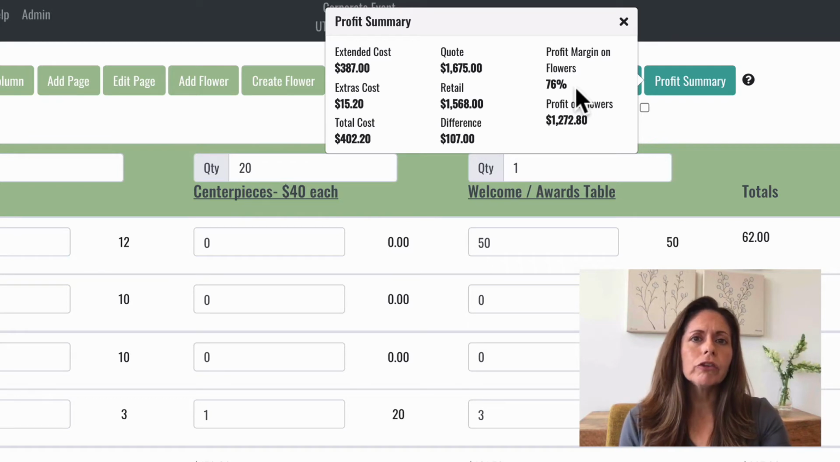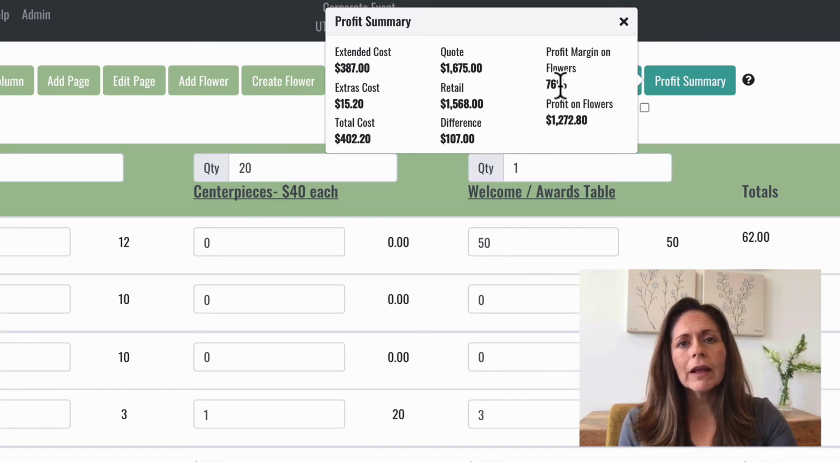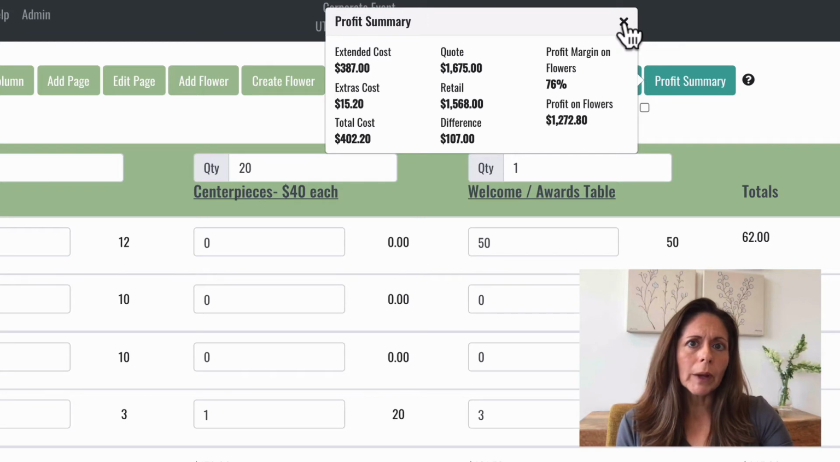I like to achieve a profit margin of 70%. And so this is over that. This is actually a little higher than what I need. And so I'm a little bit worried about whether I am going to have enough parrot tulips to make these designs the way I want them to look.